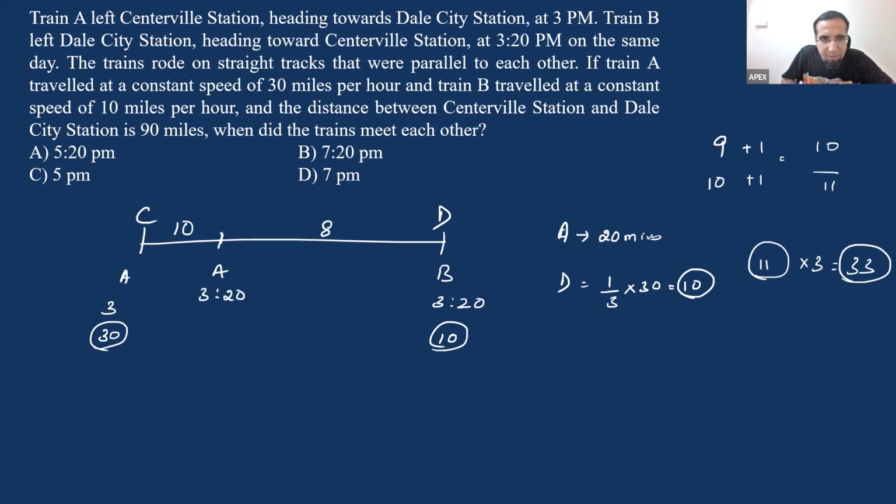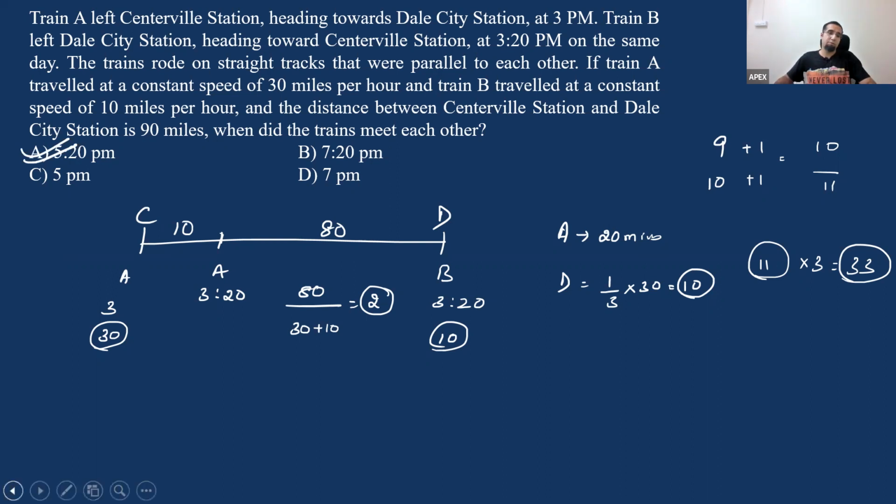So distance separating them is 80 because total distance we know is 90 miles. Now 80, and both of them are moving in opposite direction. So 80 divided by 30 plus 10, that is 40, which means they are going to meet in 2 hours. Now 2 hours from 3:20 gives me 5:20 p.m. is when they will be meeting up.